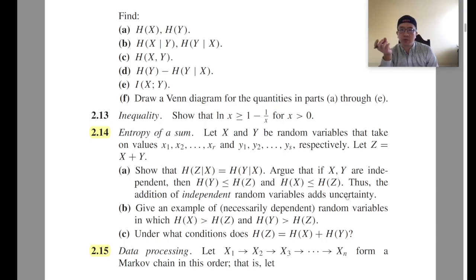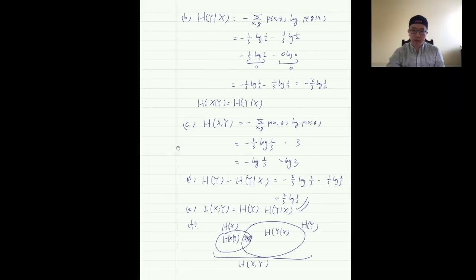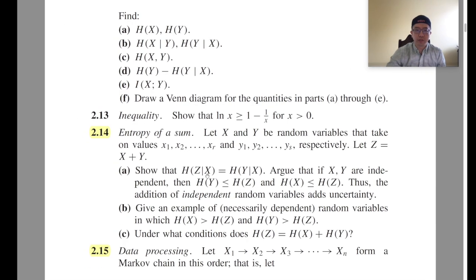Because if we do the addition and x, y are independent, then that is a convolution of the two PMFs, right? If it's a convolution of the two PMFs, the possible values we're going to get will be more. Somehow, it adds uncertainty. So it seems intuitive, and let's see how we can solve this problem. It's 2.14. And the first one is to show these two guys are equal. Let's see how we can show that.